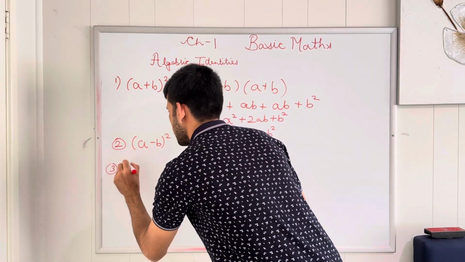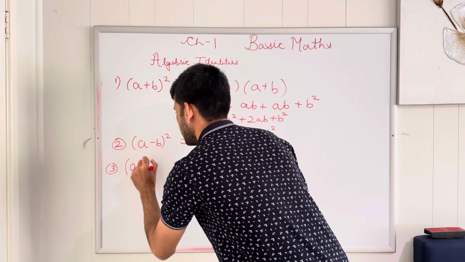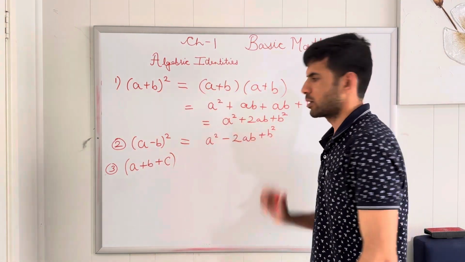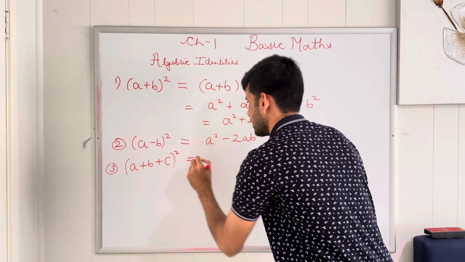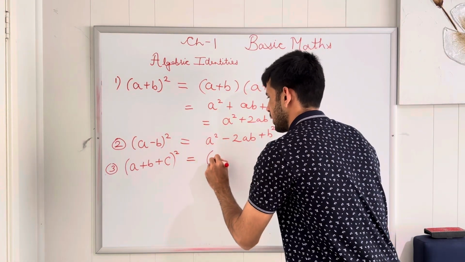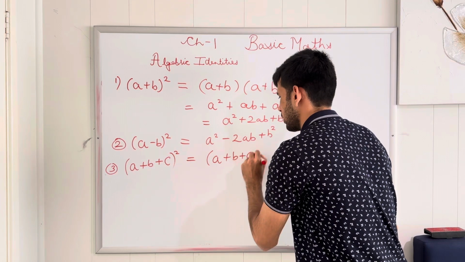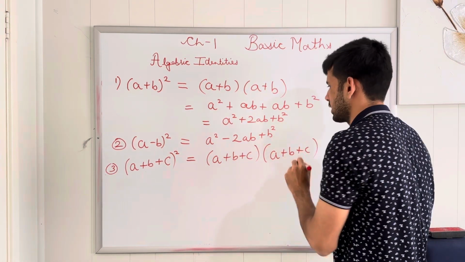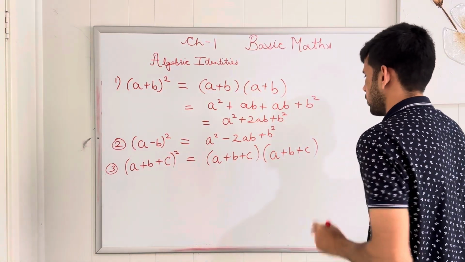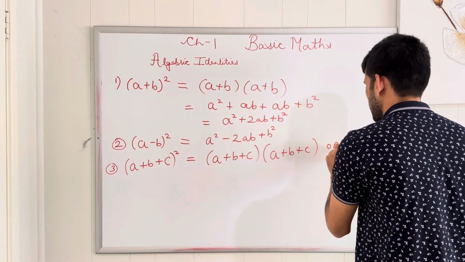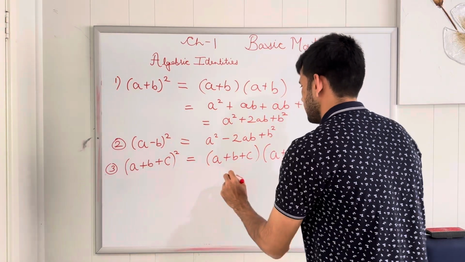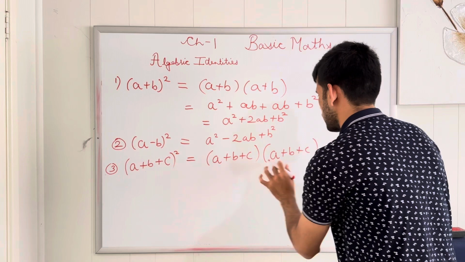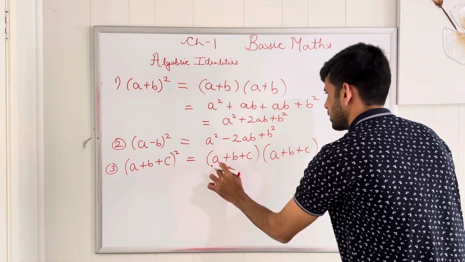Then the third one is (a plus b plus c). Here, if I add one more third term c, then it will be equal to simply (a plus b plus c) multiplied by (a plus b plus c), right? Or you can just write it down like opening it with this one.